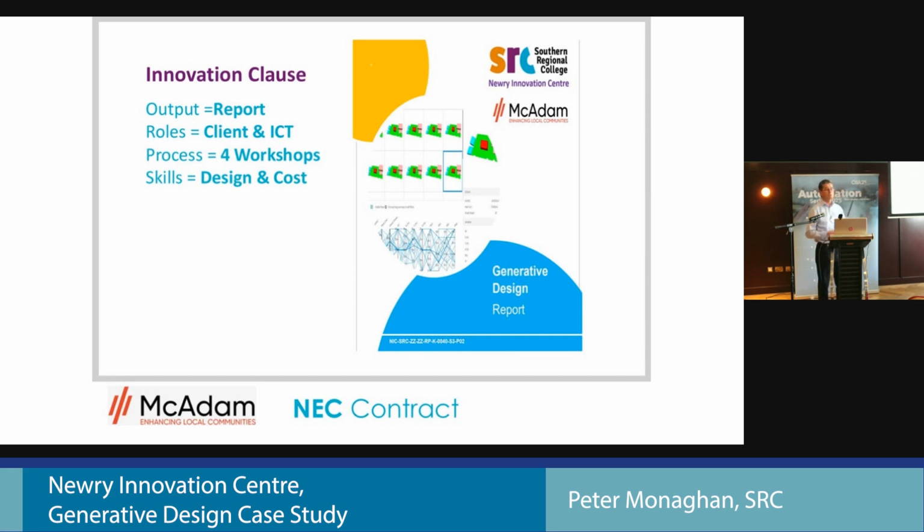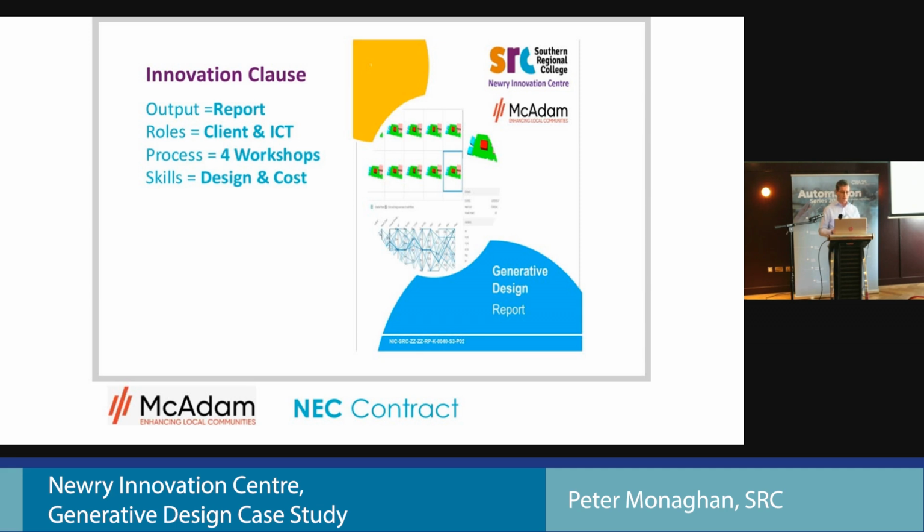The second thing was we defined the roles, which was ourselves as the client, so we had to participate, and the design team. We asked for a designer plus a quantity surveyor, and we specified it as 4 workshops so that anybody present would know, well, I have to attend 4 workshops with these people. And that allowed us to at least write an innovation clause without sort of scaring the horses.